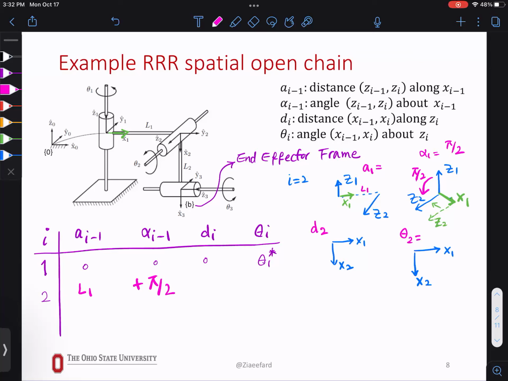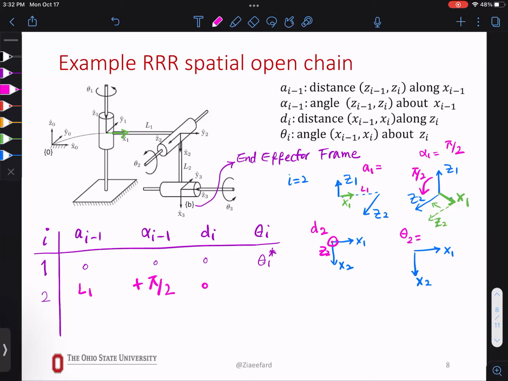Now for d_i, d_i is the distance between X1 and X2 along Z2. Z2 is here. They coincide, so there's no distance: 0. So we get here. Last one: almost half of you got it right.